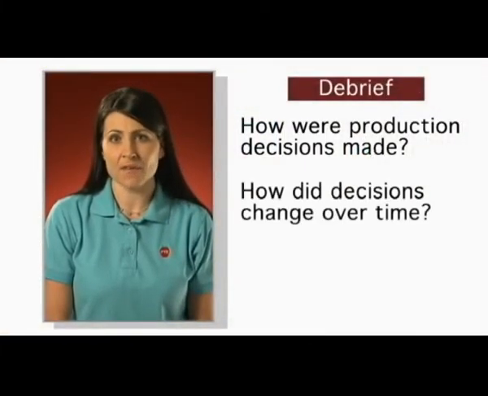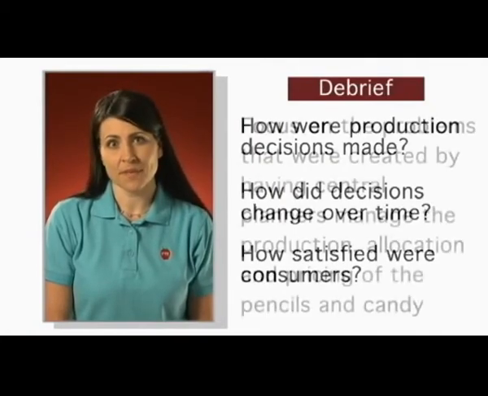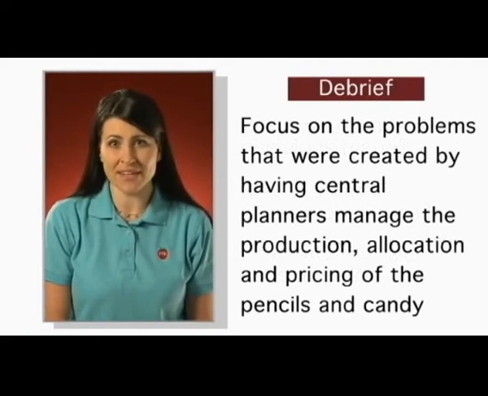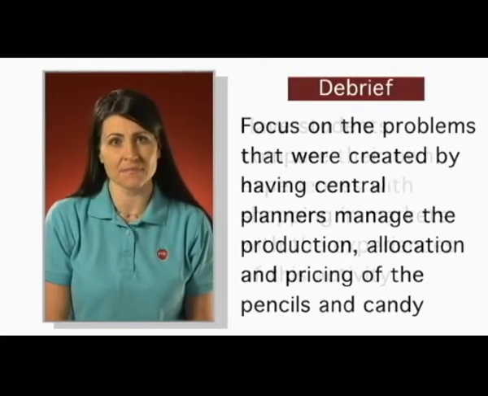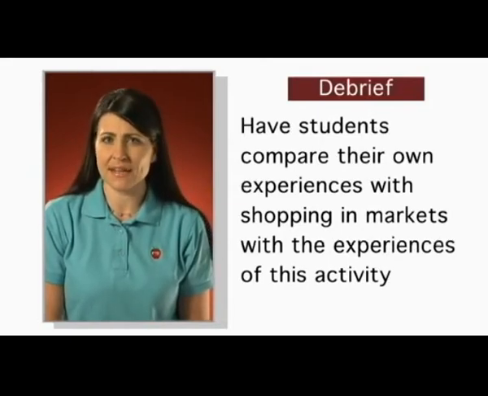With the help of the observer, debrief the activity by asking how production decisions were made, how they changed over time, and how satisfied the consumers were. Focus on the problems that were created by having central planners manage the production, allocation, and pricing of pencils and candy. Finally, have the students compare their own experiences with shopping in the markets with the experiences of this activity.